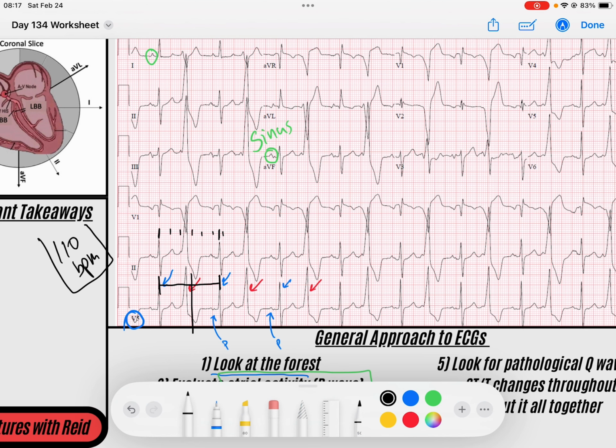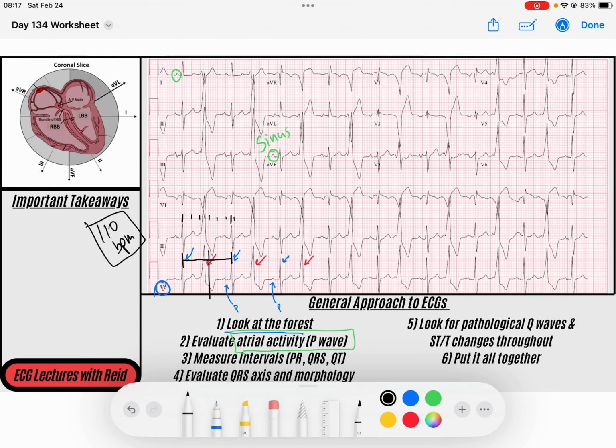You could also, just to get a general rate, count the total number of QRSs that you can see in this strip and multiply it by 6, because this is a 10-second strip. So you can do that too. So we've got a fast rhythm here. I already evaluated my atrial activity. Let's take a look now at what the AV node's doing.